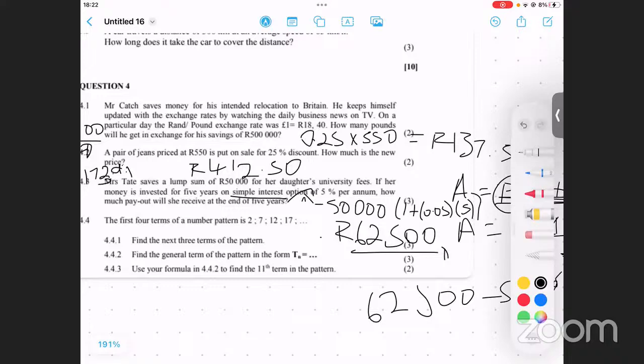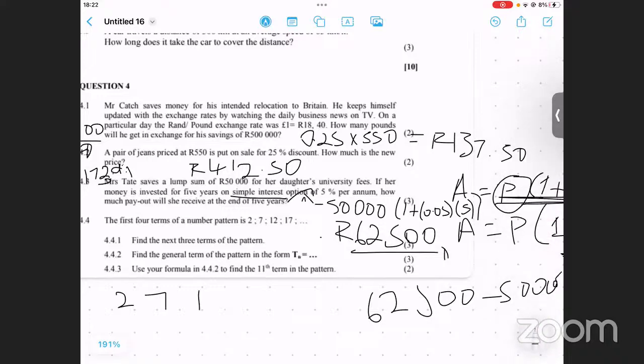Okay, let's do this. 2, 7, 12. Zira, how are we going to get the next 3 terms? Ma'am, are we gonna look for the constant difference? Mm-hmm. So the constant difference is 5.